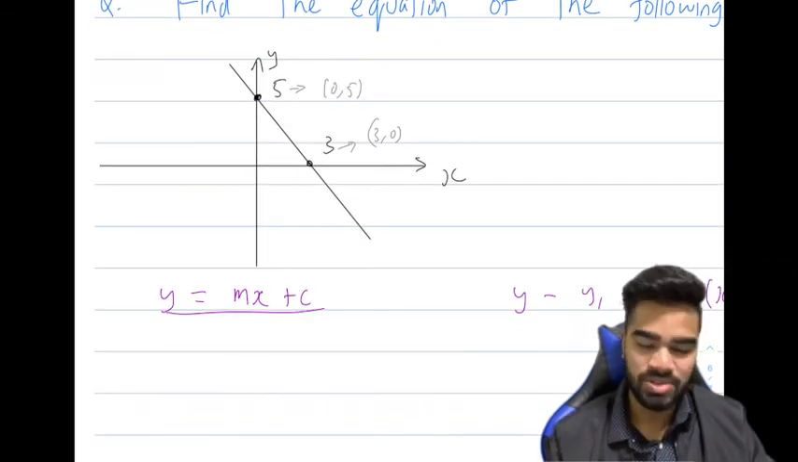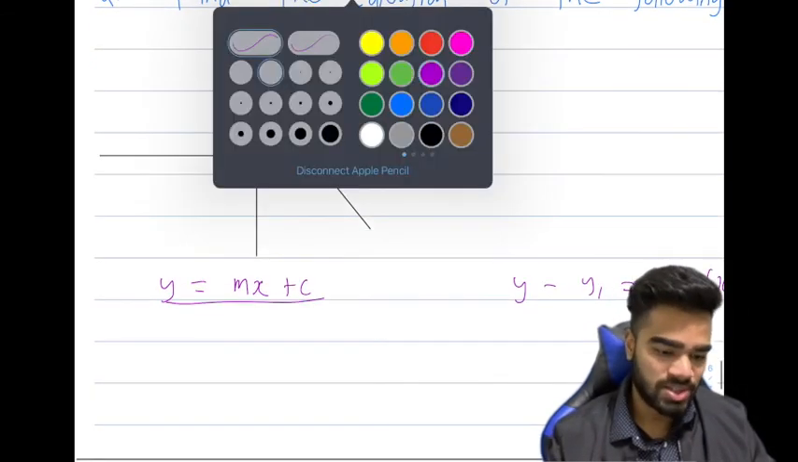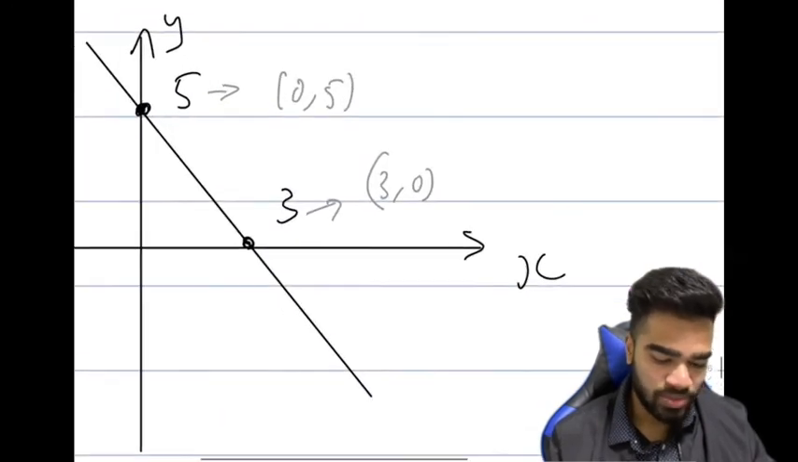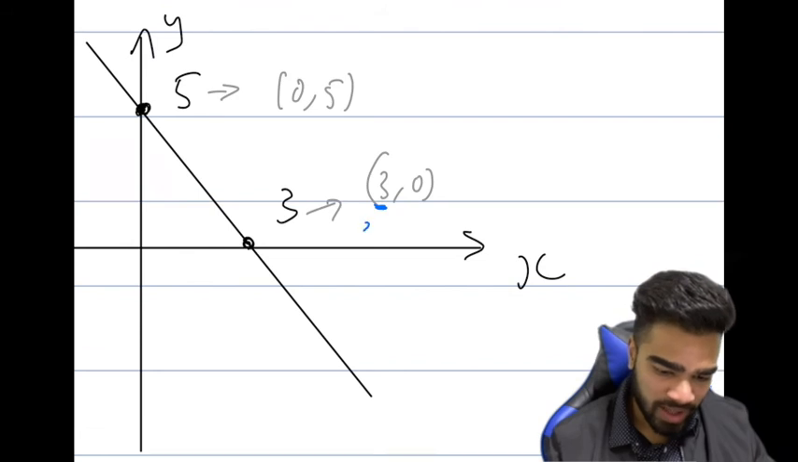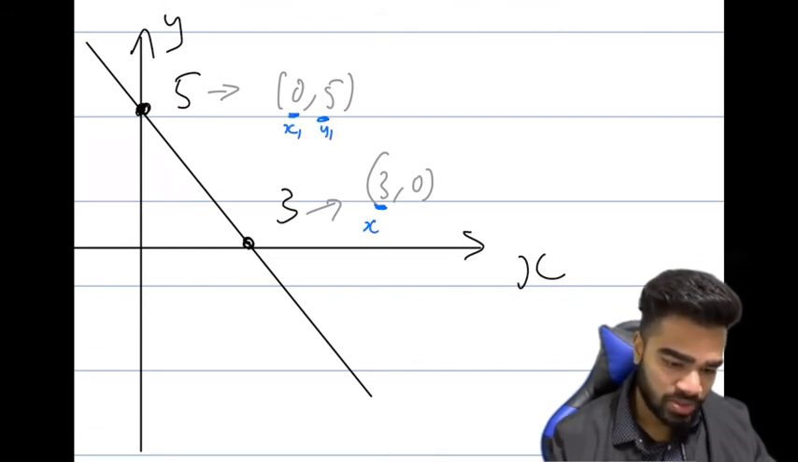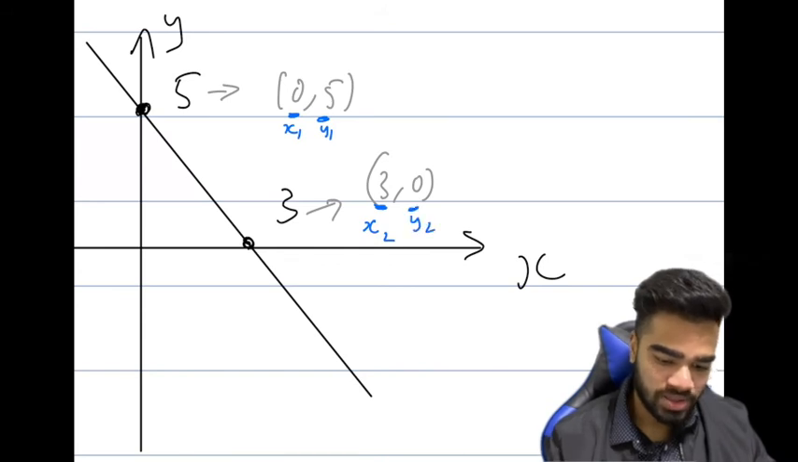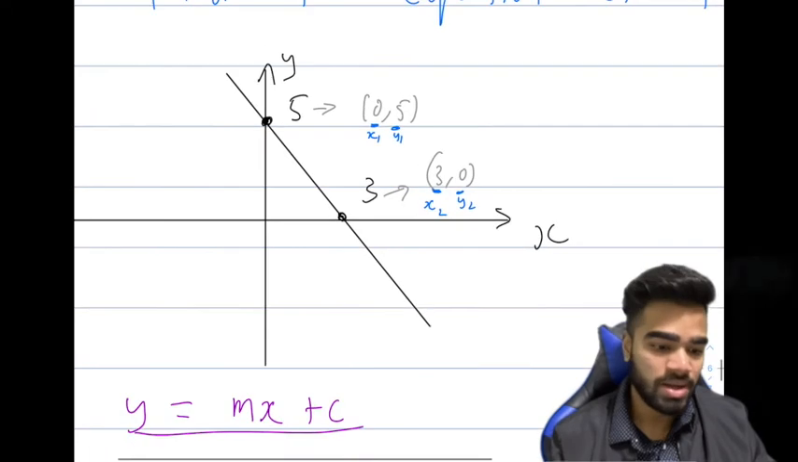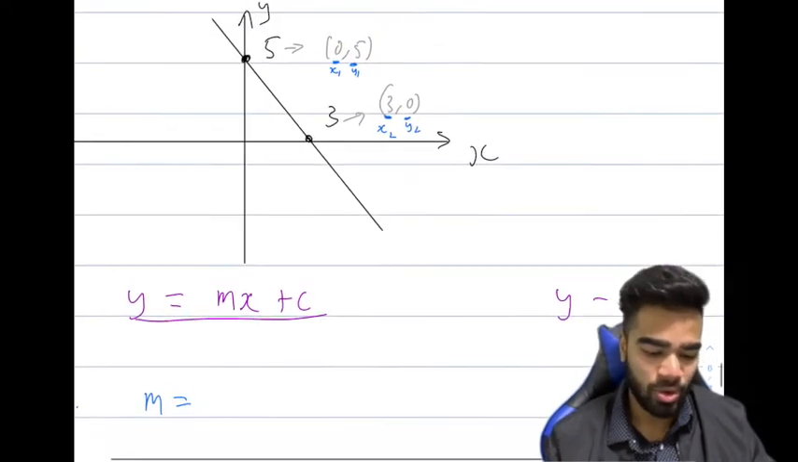Just to switch it up, I'm going to use this method: mx plus c. So step number one is obviously find m. So m is going to be y2 minus y1 over x2 minus x1. If you look carefully, I'll label these just in case. We'll say this is x1, y1. This is x2, y2. It doesn't matter. This could be x2, y2, and this could be x1, y1. You can label it whatever order you want.